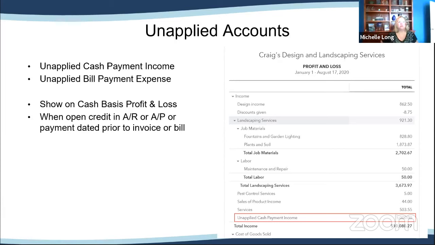Yeah, and that's a good point, Dan, the dates are key. And so if you see that unapplied cash payment income or expense in there, what you can do is run that cash basis P&L by month to see when it first shows up, and then cut it down and go by week. That can help you identify what date that happened, and helps you to fix it, because when you drill down, you don't see it. So you want to run your report narrowing it down by dates to help you identify where that happened, and how you can fix it.